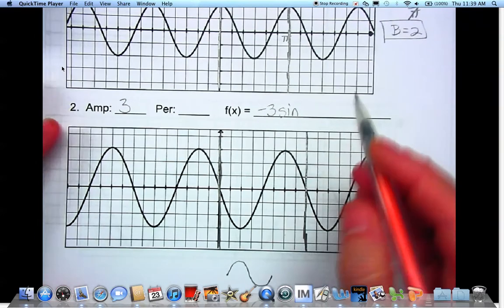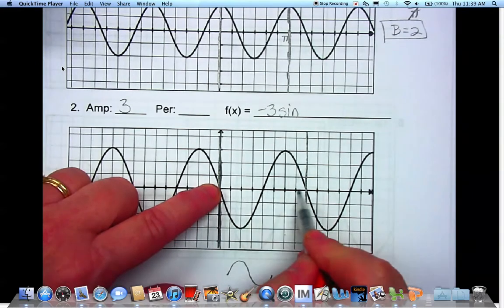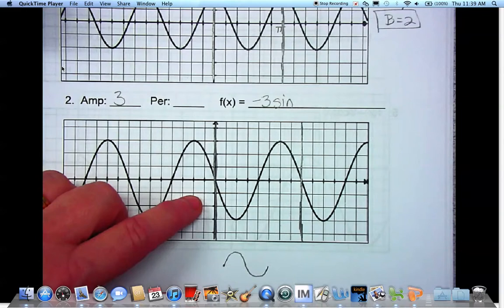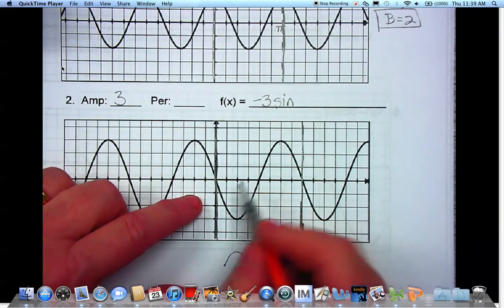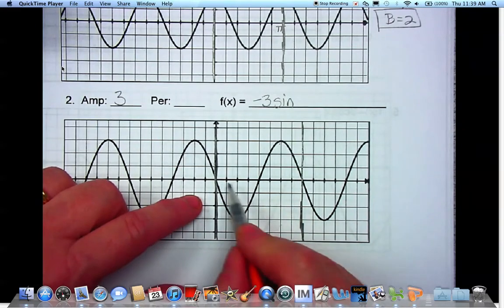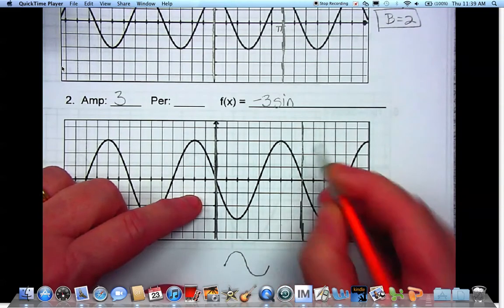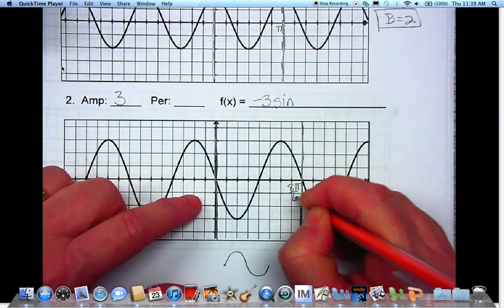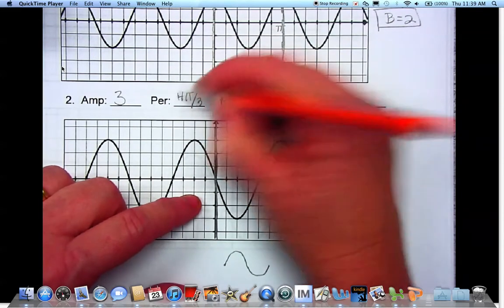The period goes from 0 to 8. How many? 4 pi over 3. 1, 2, 3, 4, 5, 6, 7, 8. It should be 8 over 6, which reduces. Good. It goes by sixths. It's pi over 6, 2 pi over 6, 3 pi over 6, 4 pi over 6, 5, 6, 7, 8 pi over 6, which reduces to 4 pi over 3. And now that's the period.